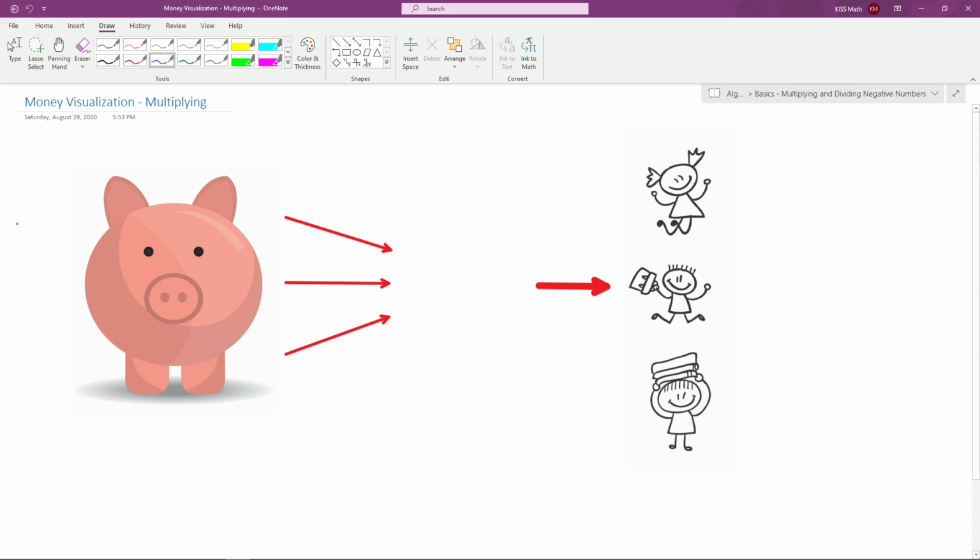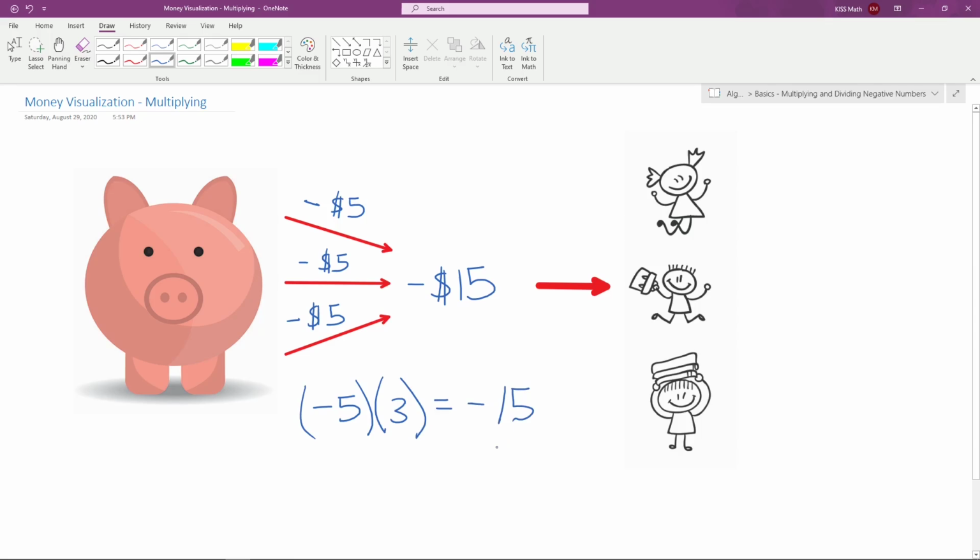Instead, if I am the one who owes each of my friends $5, then that would be like $5 going out of my piggy bank 3 times. And since it's going out, this would be a negative $15 in total. This image here represents negative $5 times 3 friends equals a negative $15. But what if we wanted to do -5 times a -3?